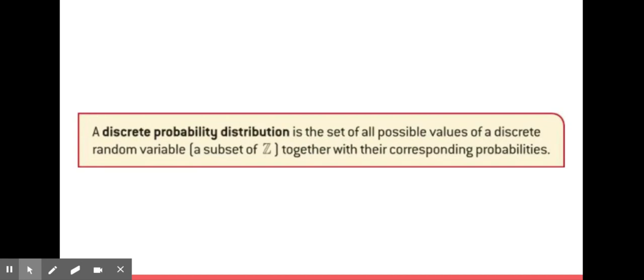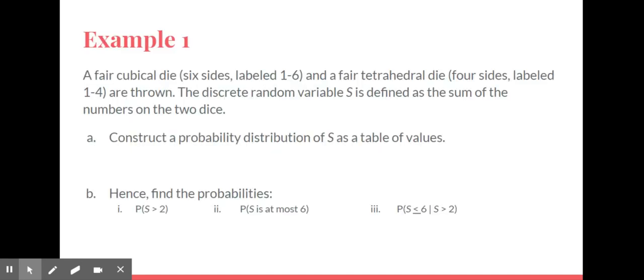All right, so here's your official definition of a discrete probability distribution. And let's get into an example.